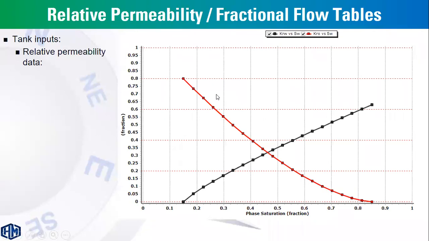Relative mobility is an important input for material balance predictions to define the relative movement of different phases against phase saturation. As you can see, we have KRW against water saturation and KRO against the water saturation in the other direction.